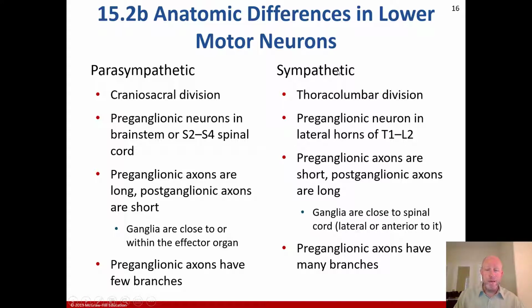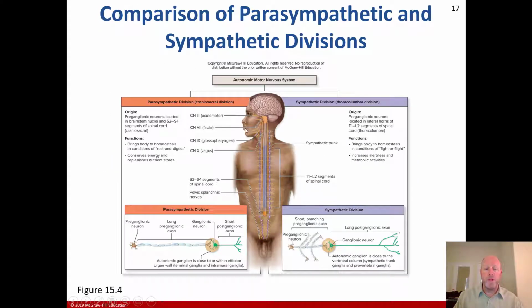Whereas in the sympathetic, the fight or flight division, it has a preganglionic neuron, a singular neuron, in the lateral horns of T1 to L2. The preganglionic axons are short, and the postganglionic axons are long. The ganglia are close to the spinal cord. They're either lateral or anterior to it. You will need to know that part for the exam. The preganglionic axons have many branches, an opposing difference between them and the parasympathetic division.